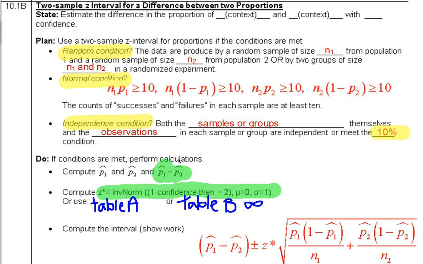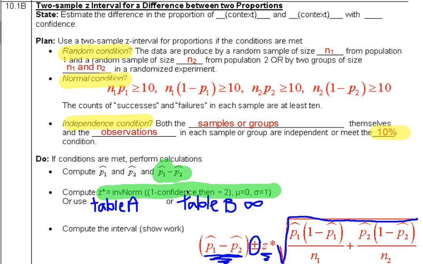Once we've done that, we compute that interval where we've got the difference between the samples, we've got our critical value, and then we have our standard error. Then we calculate that. Remember, we have the plus or minus, and that's going to give us a lower bound and an upper bound for our interval. Once we have that, we interpret our result. We are blank % confident that the interval from blank to blank captures the true difference in the proportion of so on and so forth. And always going back to what this is really telling us about the situation.